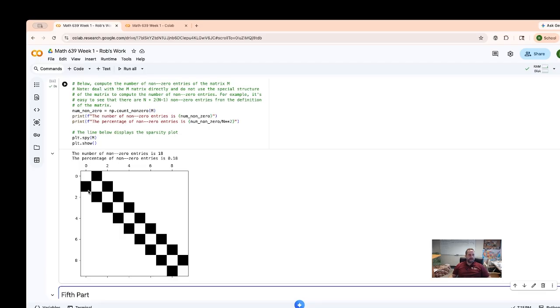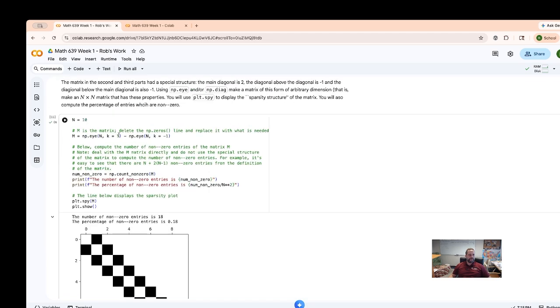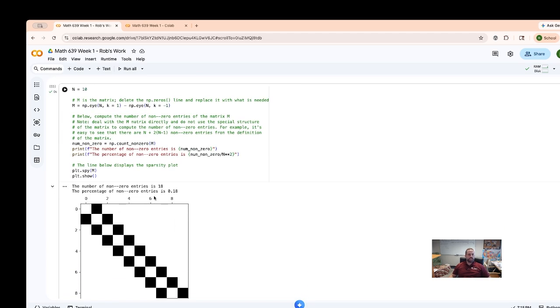That's -1. This is the second row, first column, it's equal to -1. Second row, second column, that's equal to 0, so it's white. Second row, third column, that's equal to -1, so it's black. This is the second row, fourth column, so it's 0. So, okay, this is one way that we can look at the sparsity diagram.